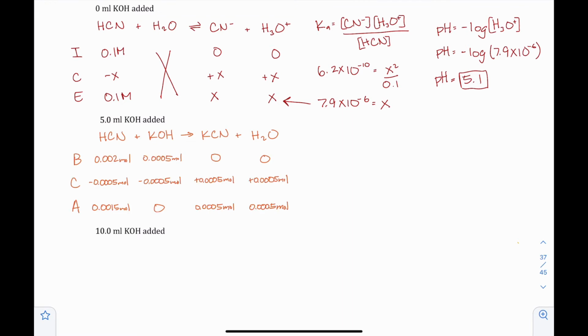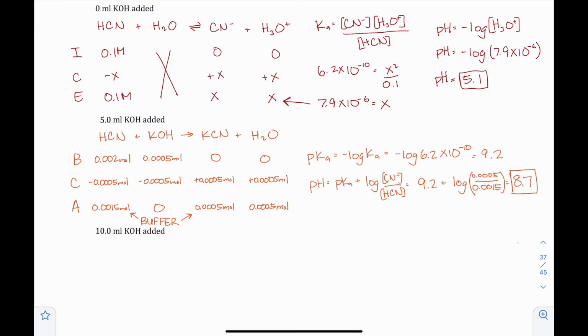Calculate the moles of HCN and KOH, so multiply their volume by their concentration to get the moles. The strong base will be completely used up, so use that amount for the change. Again, since the strong base is used up, only the weak acid and its conjugate base are left in the beaker, which is a buffer. And that means we can use the Henderson-Hasselbalch equation to calculate the pH.